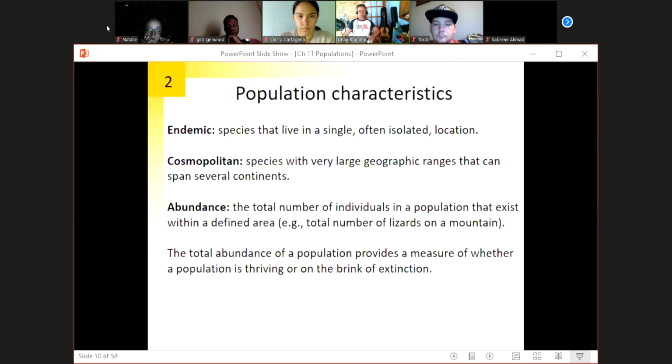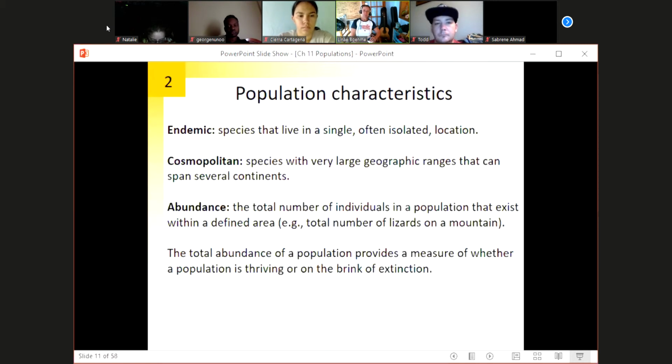All right. So when we talk about populations, the populations themselves have some characteristics. One that they like to talk about is endemic. So that's a species that is super specialized to live in a very small area, like a single isolated location. You see this in things like islands, particularly species that are only found in that one particular area. And then you have the opposite, which are the cosmopolitan species that have really large ranges and live everywhere. So like, I don't know, roaches, something not so pleasant. But they can be found everywhere.